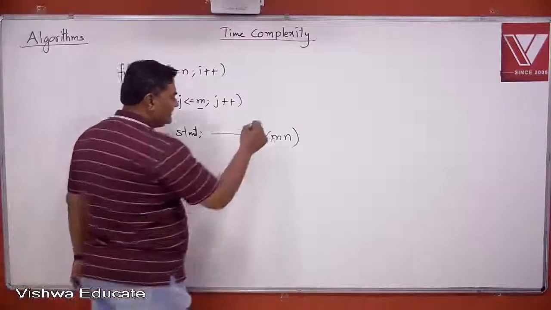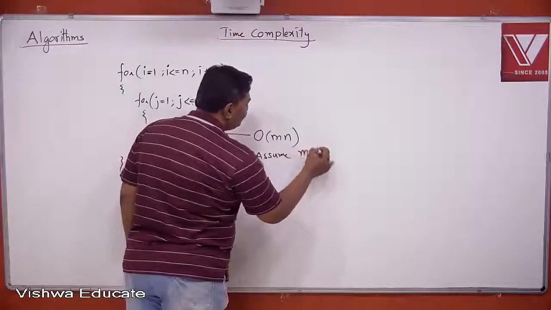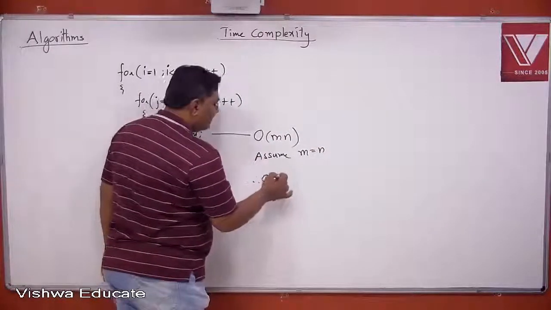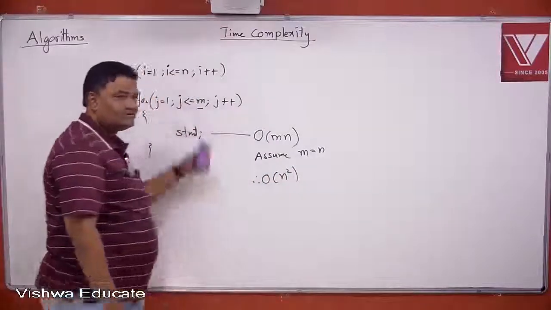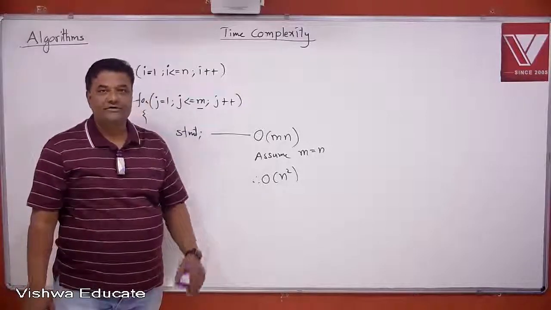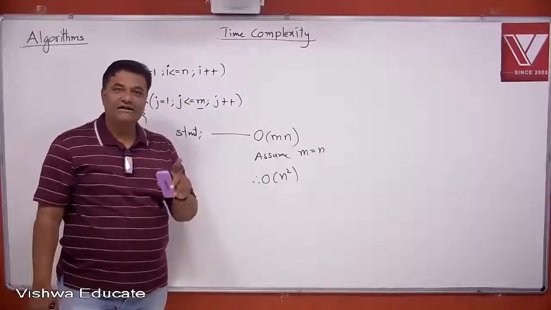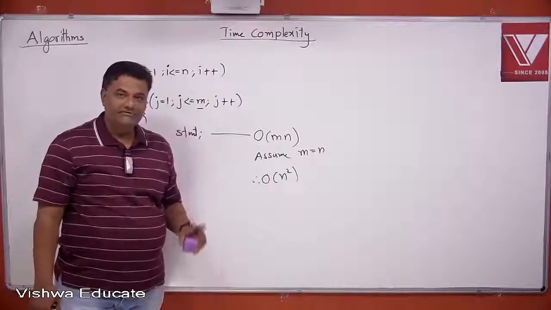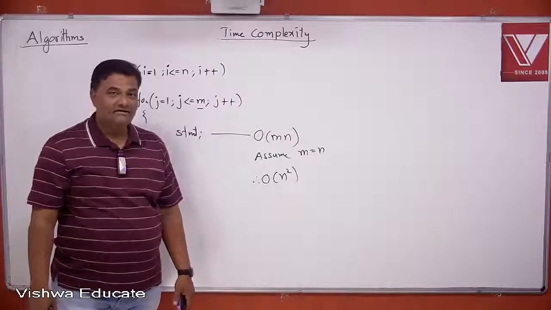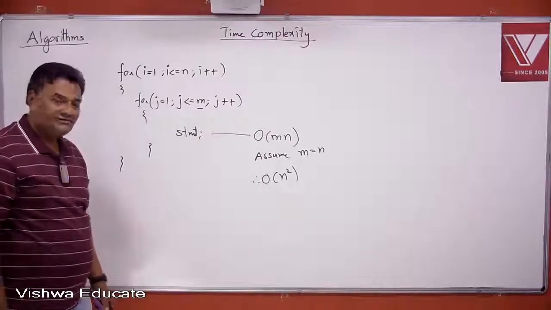So we assume m is equal to n. Assume this one. So therefore, it becomes what? Order of n square. So still, when you have different values here also, we say order of n square. We assume m and n are equal, and because we want it in one variable, this is square. When m and n are equal, it is square. So take this one, assume m equal to n, and it is n square.